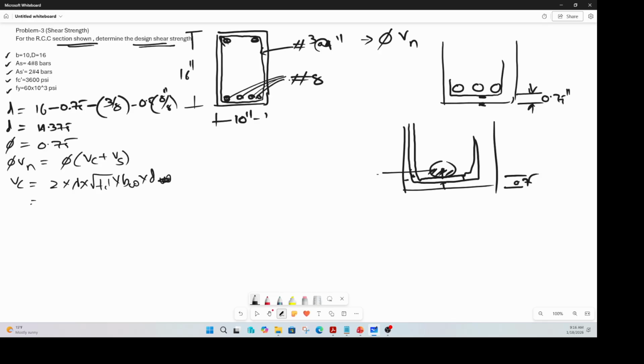So that is nothing but 2 times lambda 1.0 for normal weight concrete, fc prime given in the problem statement, times the breadth, times the effective depth 0.375. We end up with 17.25 kips. Okay, so that's the capacity of the concrete.